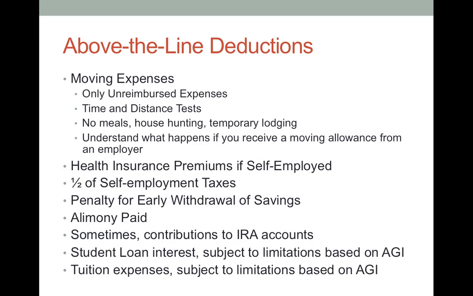So in the back of your mind, just recall that that's above the line, but don't worry about it too much. Similarly, with the penalty for early withdrawal of savings, we talked about that during class, but it's not something I would worry about for the exam. Alimony paid, that's something you might make sure that you know is an above-the-line deduction. Sometimes contributions to an IRA account, if they're deductible, they're going to be deductible as an above-the-line deduction. Of this list, the ones that I would worry about, the ones that I would make sure I understood, are moving expenses, alimony paid, and then the student loan interest and the tuition expense deductions, okay?